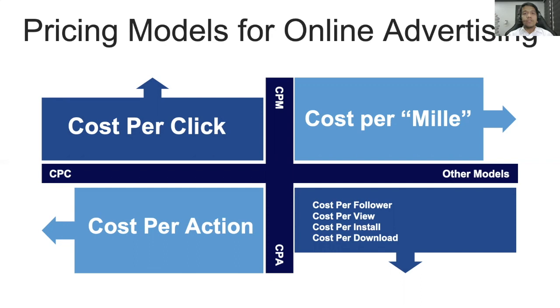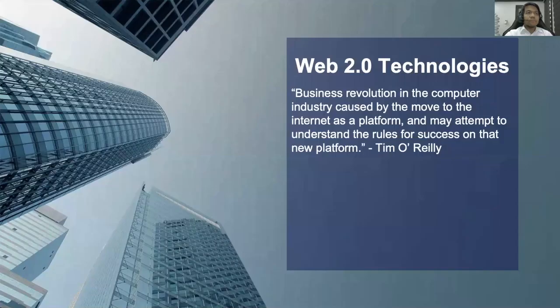Cost per view is used for online video ads. Cost per install is typically for mobile apps. And cost per download is for online applications or any downloadable products.